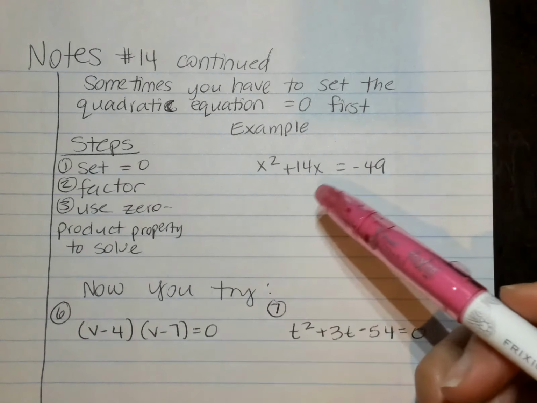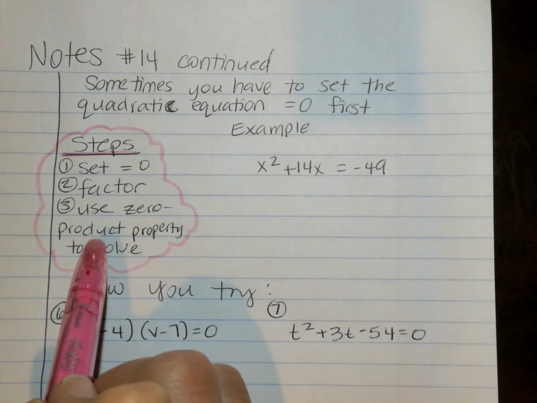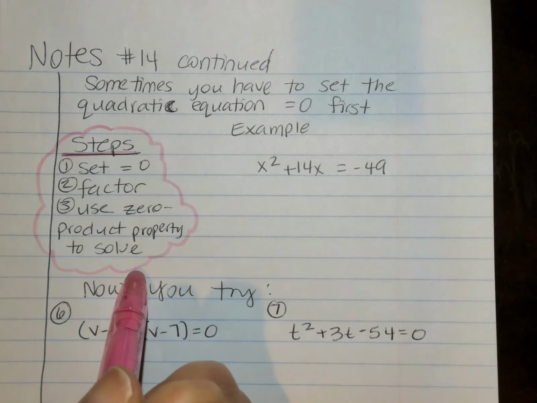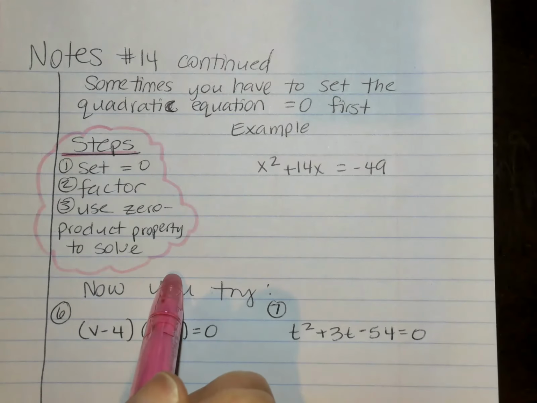Step 2 is to factor because we are solving by factoring. Step 3, we will use the zero product property to set each factor equal to 0 and then solve and get, you could get 1, 2, or no solutions. Mostly we've been seeing 2 solutions.